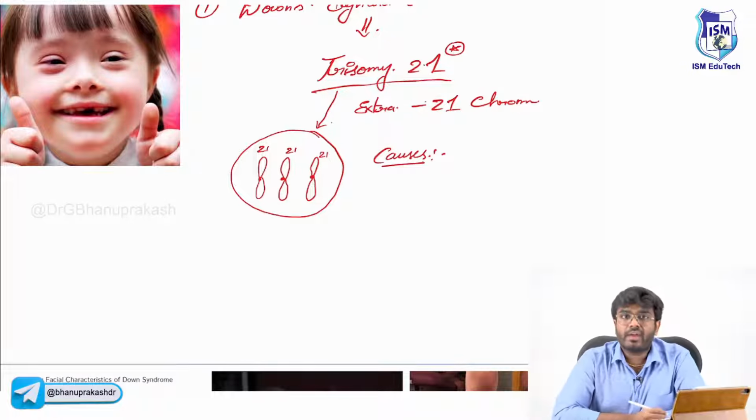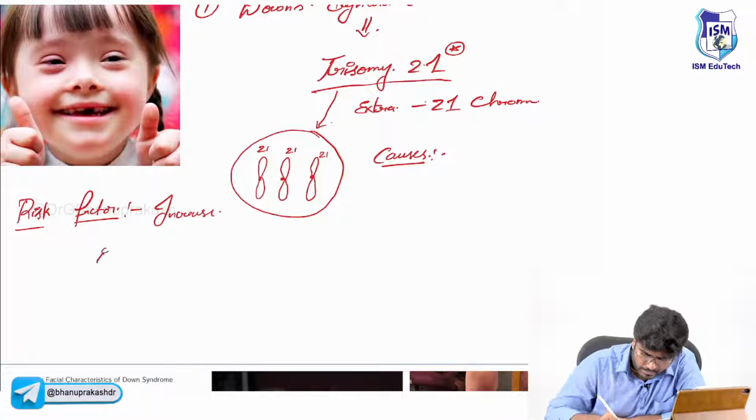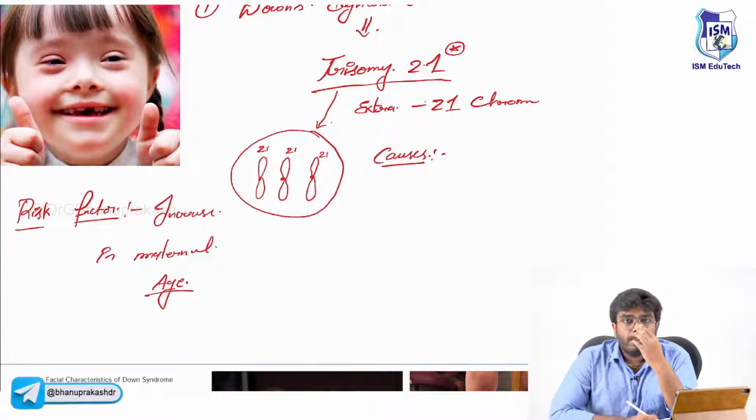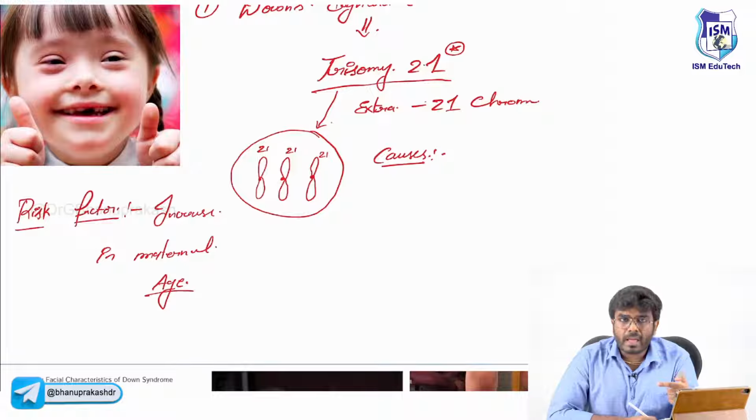Why Down syndrome? The most important risk factor is an increase in maternal age. Which means now this female is 35 or 37 years old. At this age, if she is trying to conceive, if she is trying to have a baby, that baby might get Down syndrome.